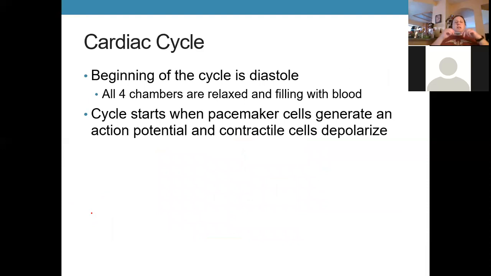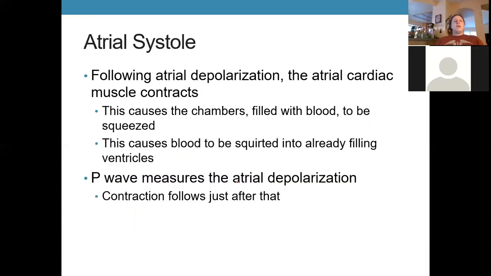So again, we're going to start at the same spot and work our way through. So we start in diastole when all four chambers are relaxed and filling with blood in preparation for the next cycle. This is the part where we're slowly, spontaneously depolarizing with our pacemaker cells. And the next part of the cycle starts when they depolarize to threshold and have an action potential and spread it to the contractile cells. So the first thing that's going to happen as this action potential spreads from the sinoatrial node out through the atria is we're going to get atrial systole or atrial contraction.